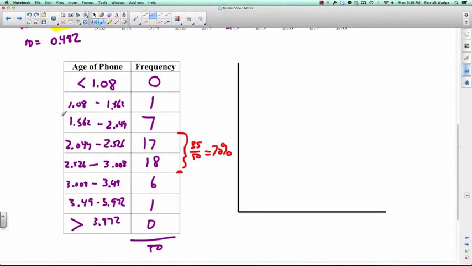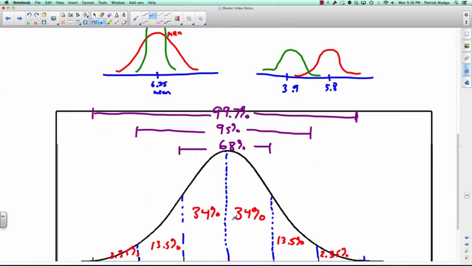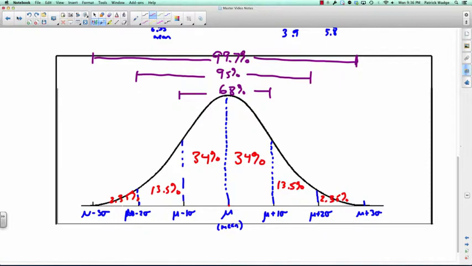Okay, let's look at how many are between 2 standard deviations. So we have to add all these up. 7, 17, 18, and 6. 35, 42, 48, I believe is what that adds up to. So if we look at that, that's 48 out of 50, which equals 96%. And how much did we say that should equal? It said it should be 95. So again, that's very, very close.